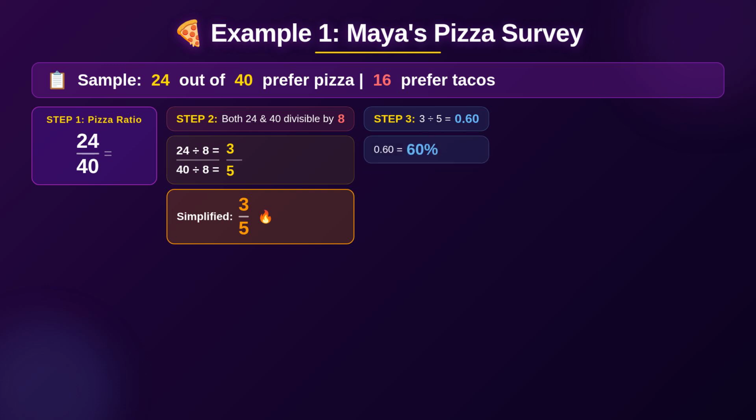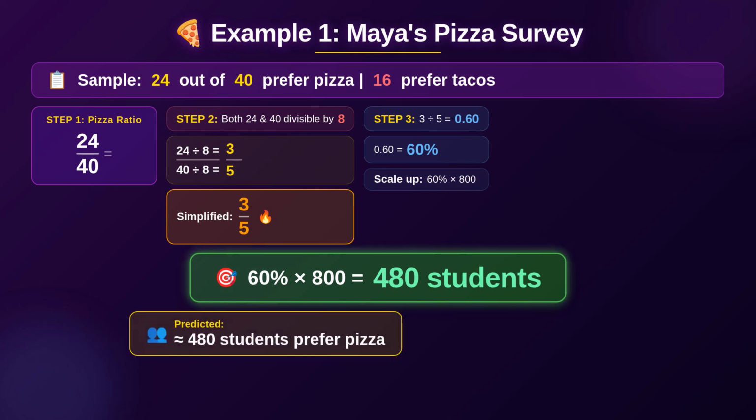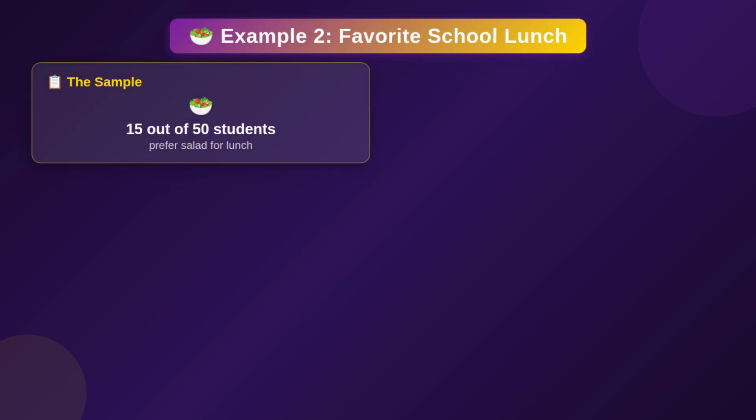24 divided by 8 equals 3, and 40 divided by 8 equals 5. So our simplified ratio is 3 out of 5. As a percent, 3 divided by 5 equals 0.60, which is 60%. Now we scale up. 60% of 800 equals 480. So Maya predicts about 480 students in the whole school prefer pizza. Great inference, Maya. Let's try another one.